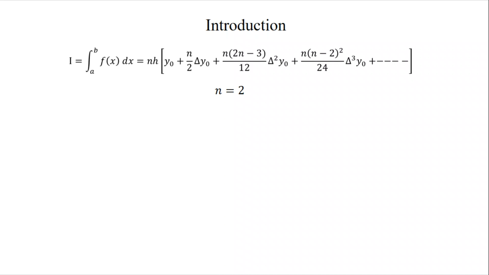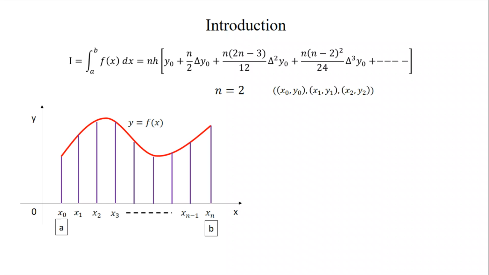Here for Simpson's one-third rule, put n is equal to 2 in this equation, and we'll get the Simpson's one-third formula. If we put n is equal to 1, then we'll get the trapezoidal rule. N is equal to 2 is Simpson's one-third rule, and n is equal to 3 gives Simpson's 3/8 rule formula. So this is a Newton-Cotes formula. Here in the Simpson's one-third rule, we have 3 points: x0, y0, x1, y1, x2, y2.